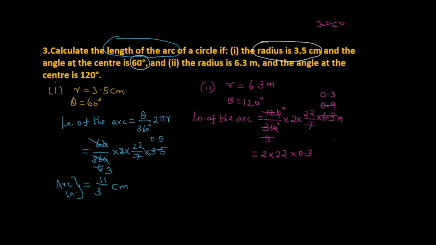So 2 into 22 is 44, 44 into 0.3: 44 into 3 is 132. Because of the 0.3, after one digit we need to keep a dot. So the answer is 13.2 meters. The arc length is nothing but 13.2 meters. Everything is an approximate value because we are replacing pi by 22 by 7. Pi is an irrational number, non-terminating, non-recurring, so we are getting an approximate value.